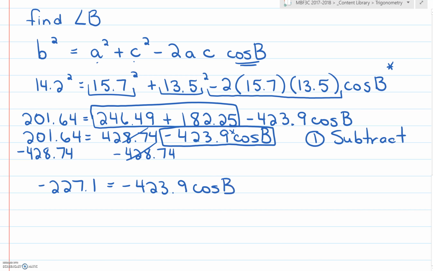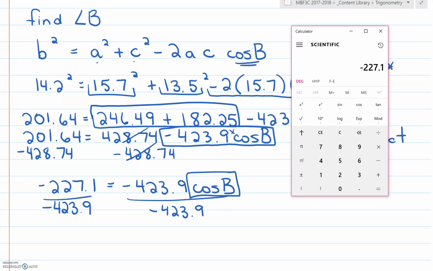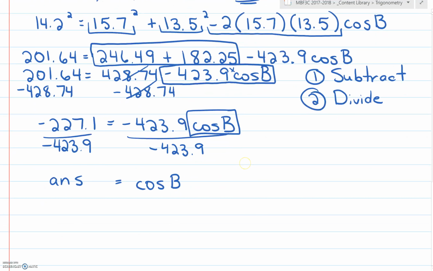So now we're still looking for B. At this point, the second step is to divide because there's a multiplication happening here. So we have to divide both sides by negative 423.9. So when I do that, I get negative 227.1 divided by negative 423.9. And there's a really long number. Okay, so I get a cosine answer, but I don't want to write that down because it's too long and I don't want to round it.